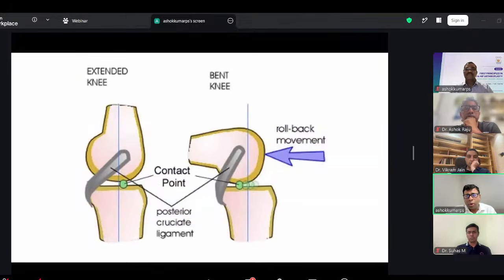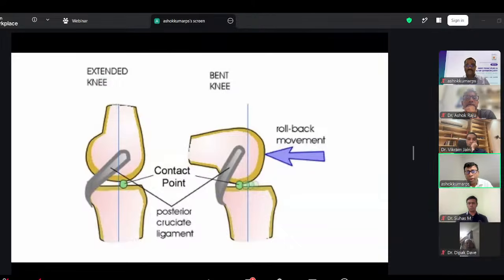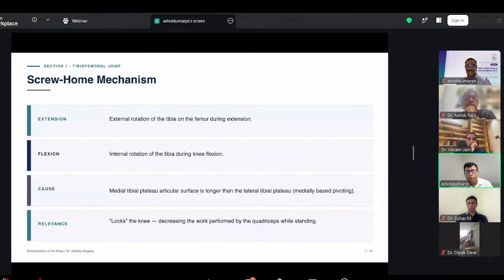So this is how the contact point changes with the rollback, and this is a very important concept when we look at our arthroplasty, whether it is replaced or it is a normal knee. The next concept, as a student, that we must know is the screw home mechanism.